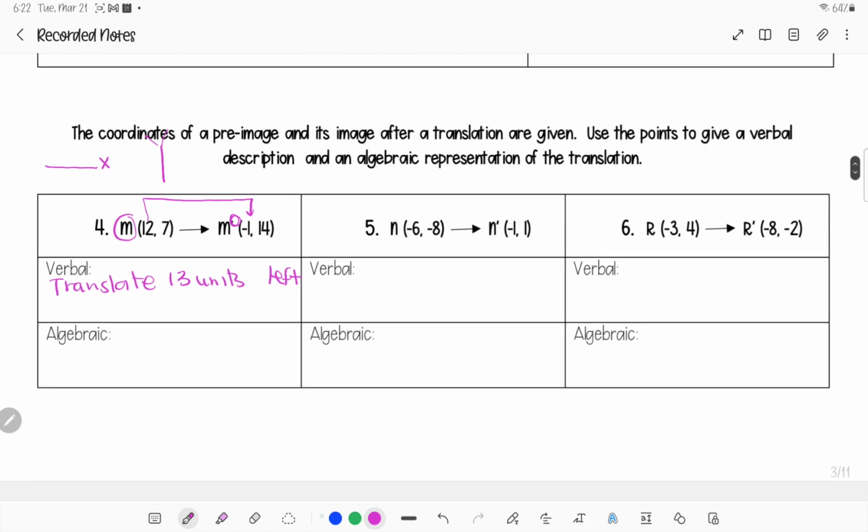I started at 7 and I ended at 14. So on my y, I started at 7, but I went up to 14 before I stopped. So that means that I went 7 units up. So algebraically, I'd say I took each x value and I subtracted 13 units, but I take each y value and I add 7 to it to get my new one.